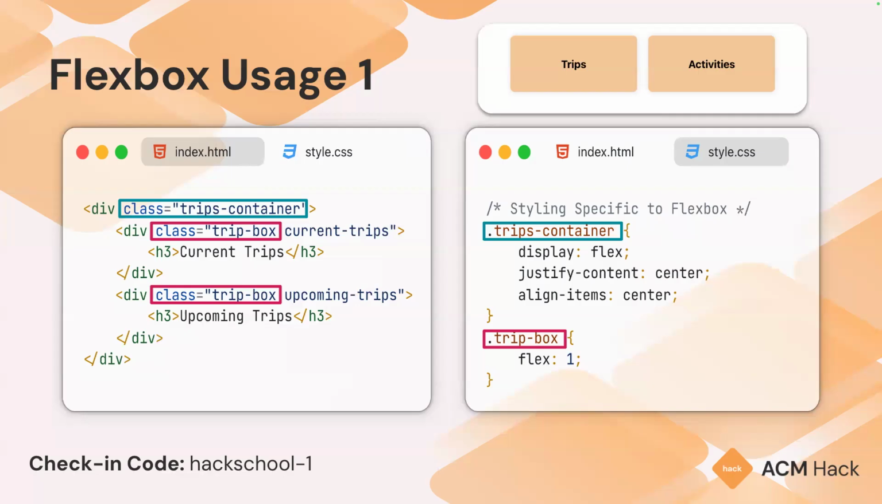As you can see right here, we have our class, trips container, and then we have trip box. For trips container, we have three things in here: display, justify content, and align items. For display, we say that it's flex, and for justify content, we say it's center. It's very straightforward. By saying that we want to align the items to the center, that means we want our trips to be contained in the center. When we say justify content, that also refers to bringing content to the center of the screen.